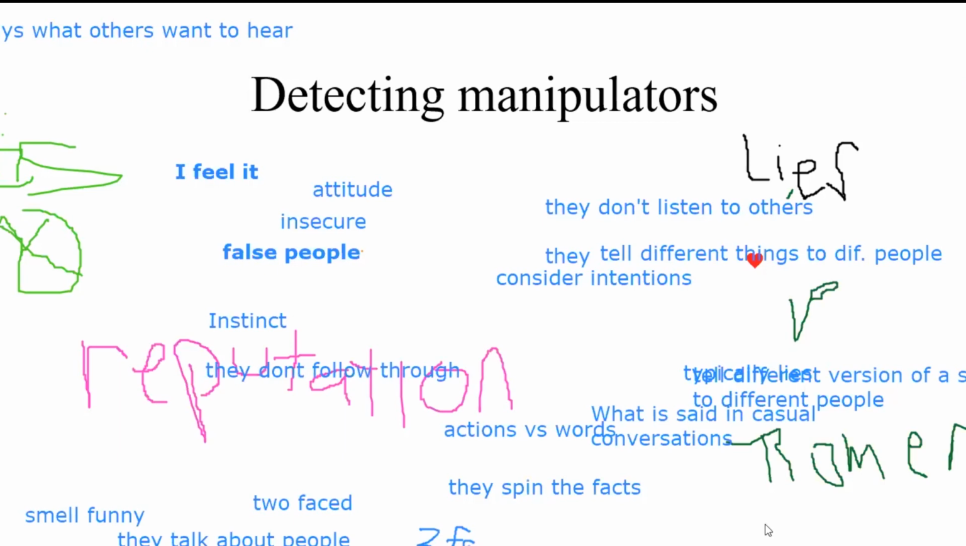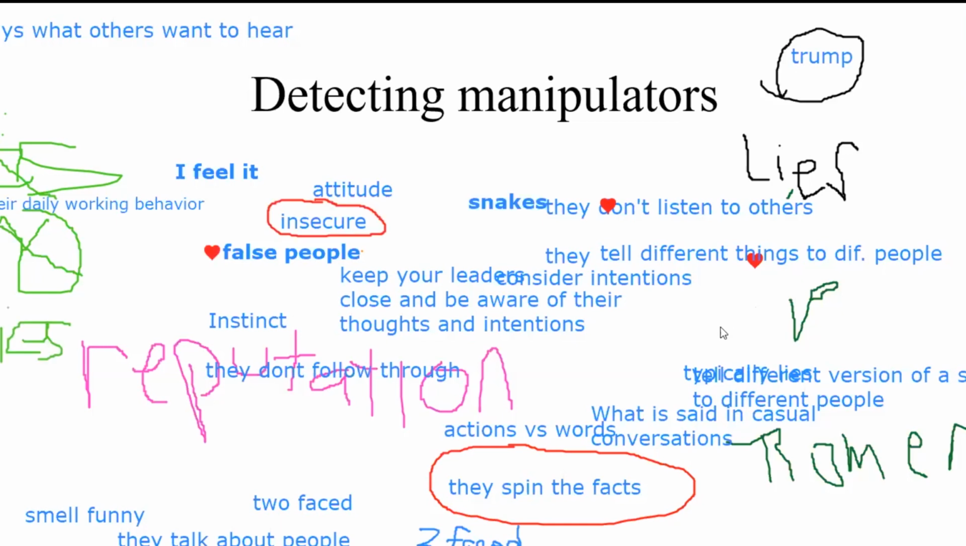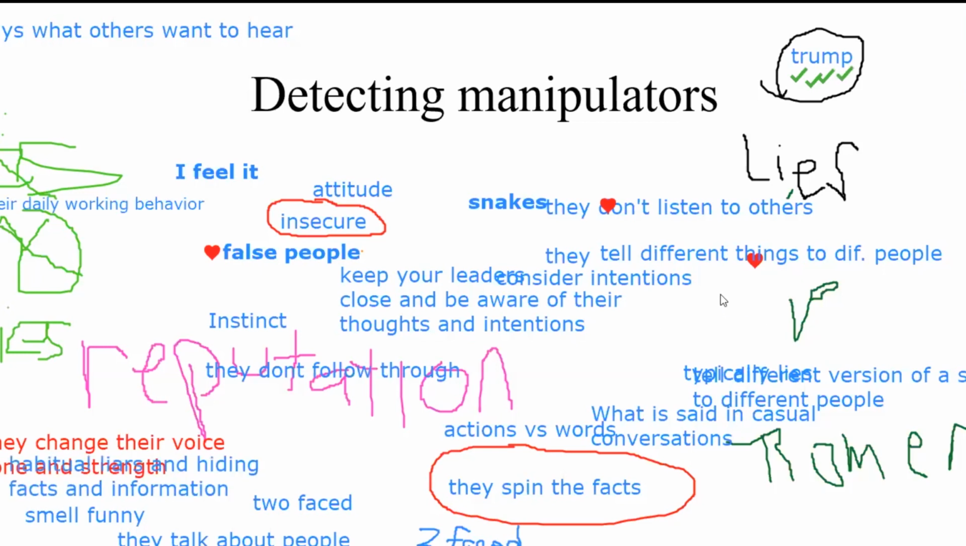We have one person commenting willful withholding of relevant information. We have difference in how they treat people, and their stories don't line up. False people, insecure, they don't listen to others, snakes. They say what others want to hear. Change the voice and tone. Talk about people behind their backs. They spin facts. They're two-faced.